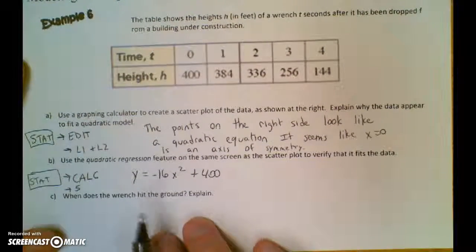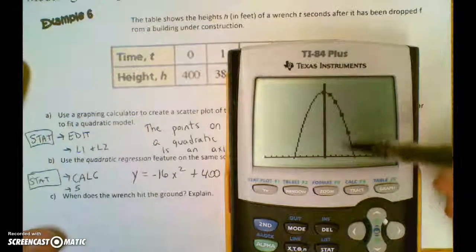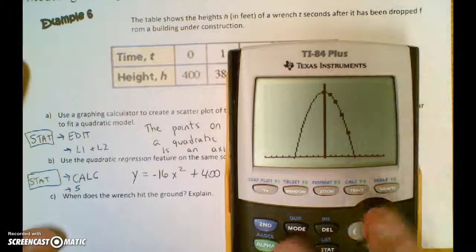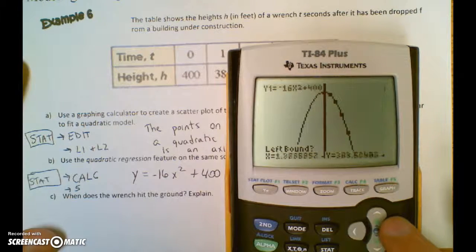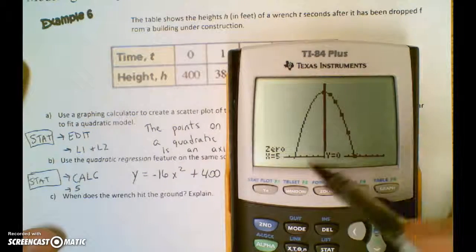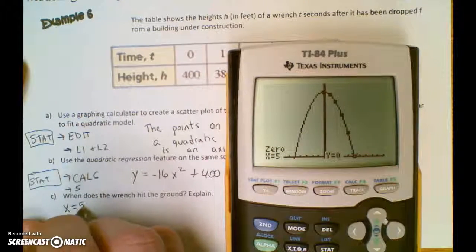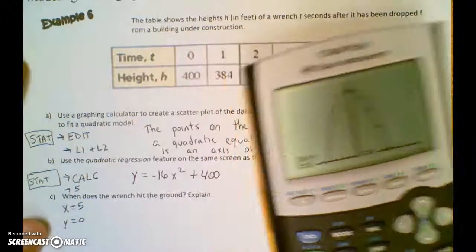When does the wrench hit the ground? Well, we've worked on that before. We're looking for when it crosses the x-axis. So I see it crossing right there. I could do second trace 0. I want to be to the left, so that means above in this case. Above the x-axis, and then to the right, so I'm just going to scroll below. Hit enter. So it says that x equals 5, y is 0. So after 5 seconds, the wrench falls to the ground.